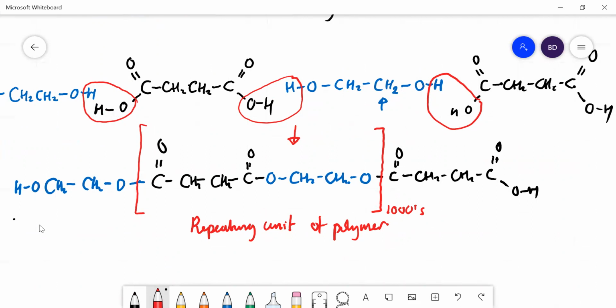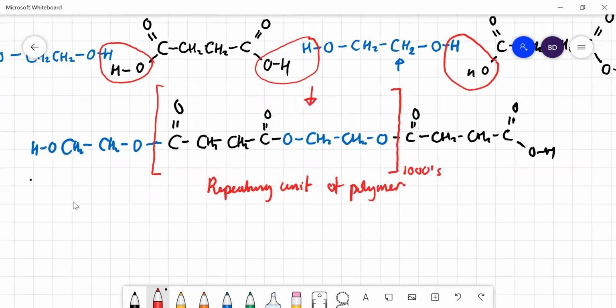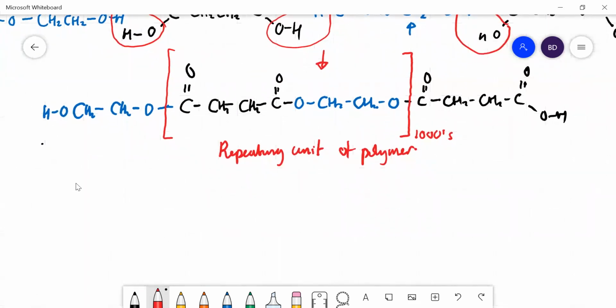Okay, so just to summarize what's needed to make a polymer. Generally speaking, you start off with monomers, and you've got thousands of those, and they're joined together to form one big molecule called a polymer.